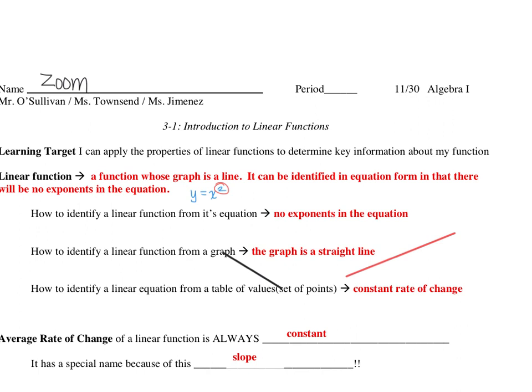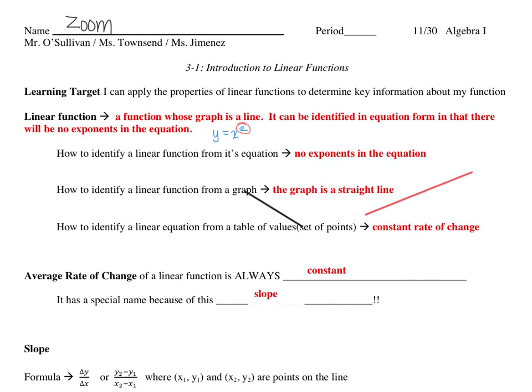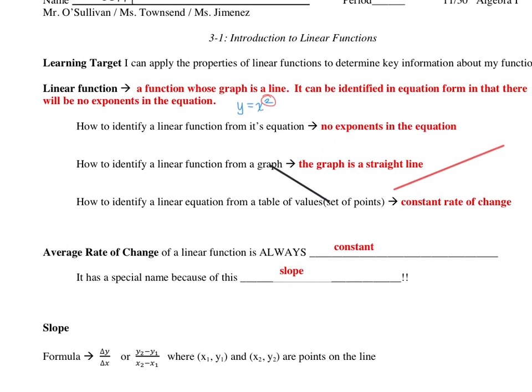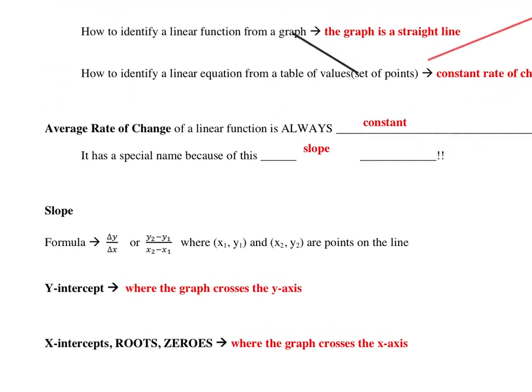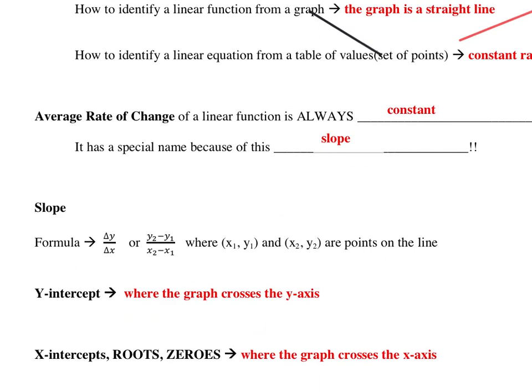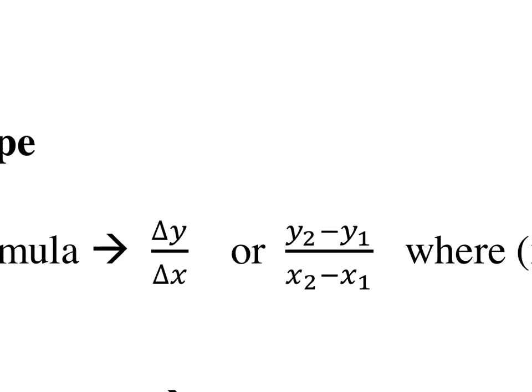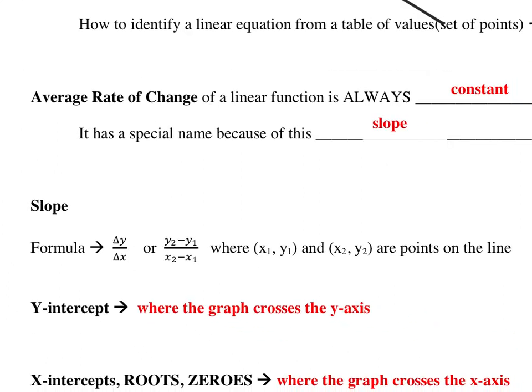The average rate of change of a linear function is actually pretty special because it's always going to be constant. And it has a special name because of this, and we call it slope. So you've heard slope before. The slope formula is delta y over delta x. That little triangle is the Greek letter delta, which in the math world just means change. And whenever we talk about changes, we're always talking about subtraction. We also can write it as y2 minus y1 over x2 minus x1, where x1, y1, x2, y2 are just points on your line.